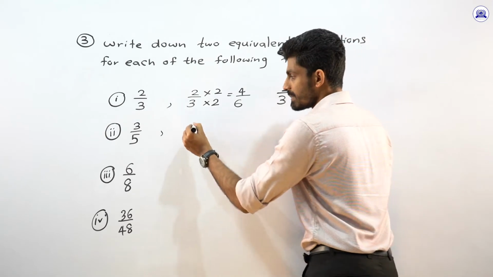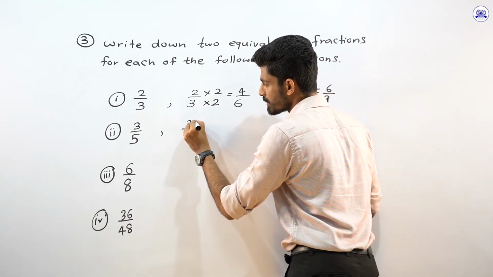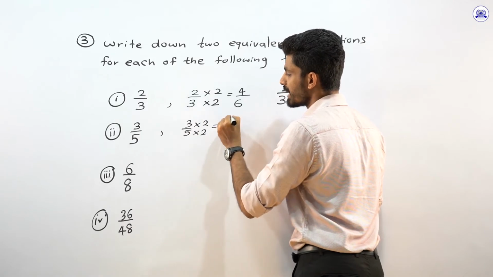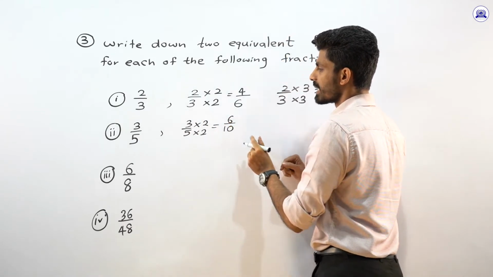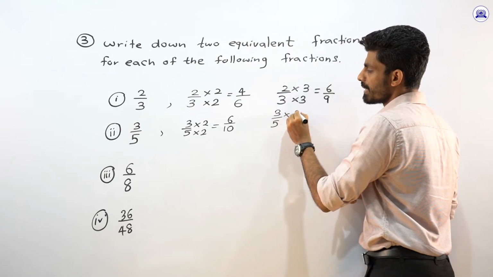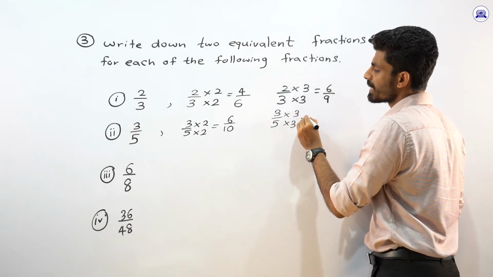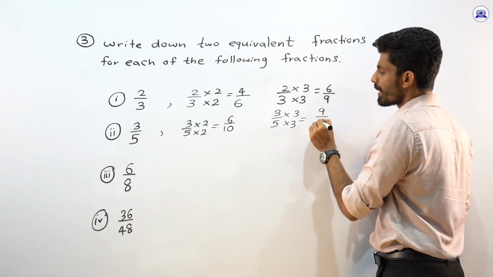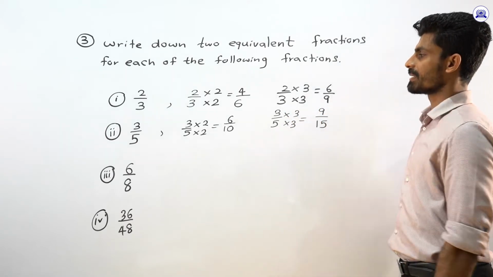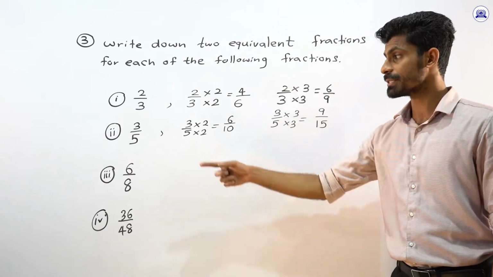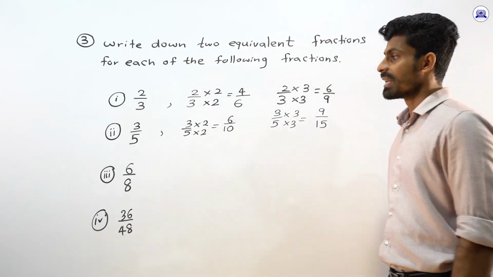3 over 5. I'm just taking 3 over 5. I'm going to multiply the numerator and also the denominator by 2, 6 over 10. Then I'll multiply both the numerator and the denominator by 3. 3 into 3, 9. 5 into 3, 15. So you can create 2 equivalent fractions to 3 over 5.